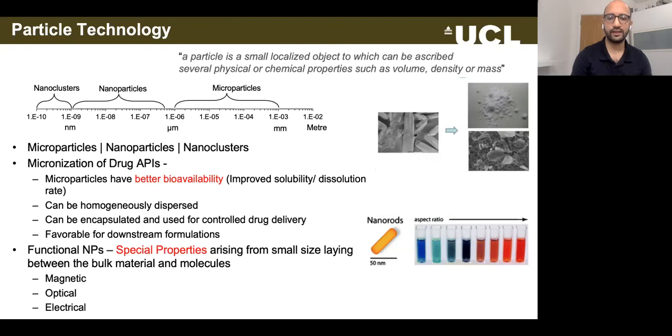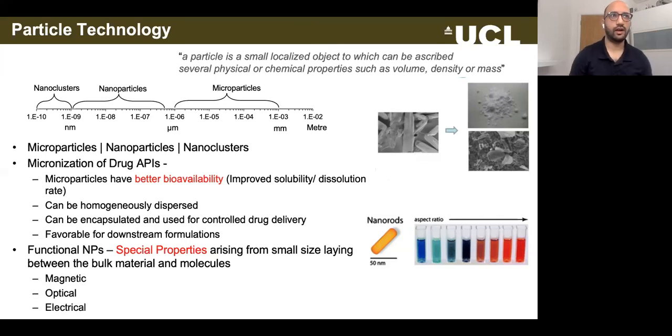So the special properties arise from the small size lying between the bulk material and the molecules. A lot of new properties we see in nanoparticles are not in the bulk material of the same molecule. And those properties are only ascribed to the specific particle's shape and particle size. Like we see with different aspect ratio, the particles are of different color. So this type of special properties include magnetic properties, optical properties, as well as electrical properties.